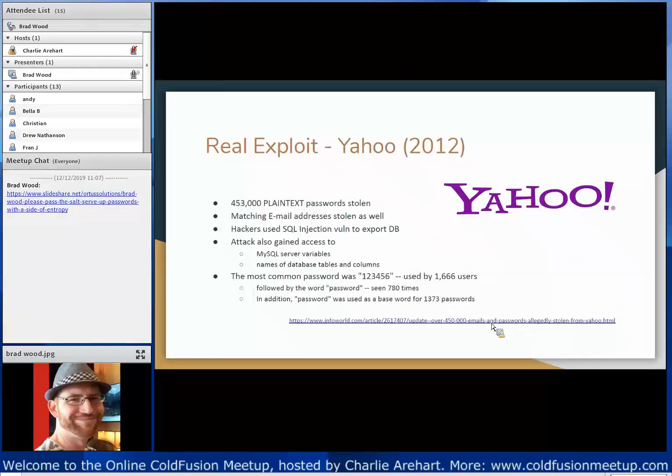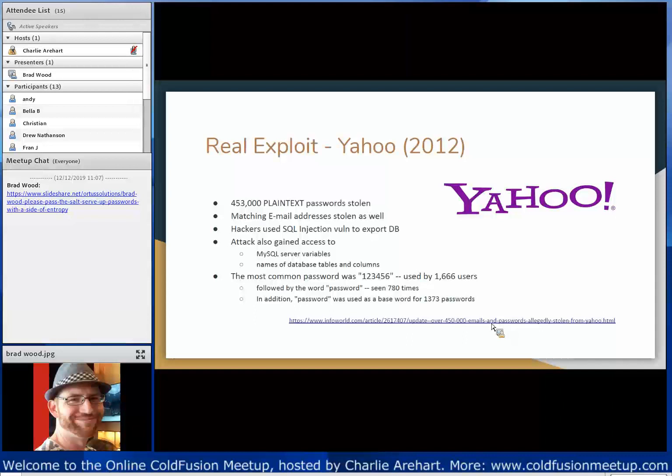These are examples of companies that used the password storage technique we just discussed, and it didn't work out well for them. So here's Yahoo. In 2012, Yahoo had 453,000 plain text passwords stolen. 2012 really wasn't that long ago. I know it's been a few years, but they should have known better at that point. This particular attack, and of course I have the link below if you want to read more about it: matching email addresses were stolen as well. Hackers used a SQL injection vulnerability to export the entire database.